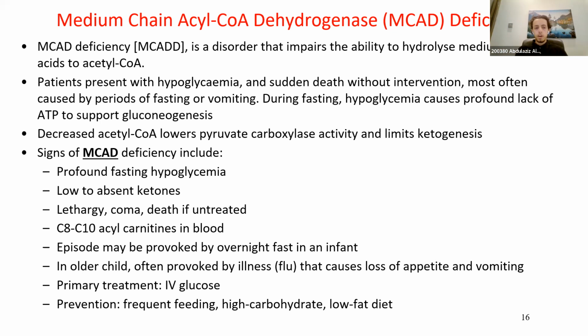They may be provoked by an overnight fast, and treatment is with IV glucose. And we can see prevention here: frequent feeding, high carb and low fat. So it makes sense because you don't want to give them fat if they cannot make use of it. You should make sure that they have a high carbohydrate and low fat diet.